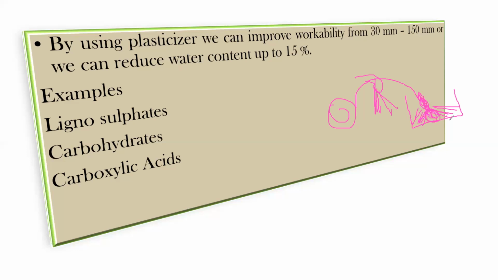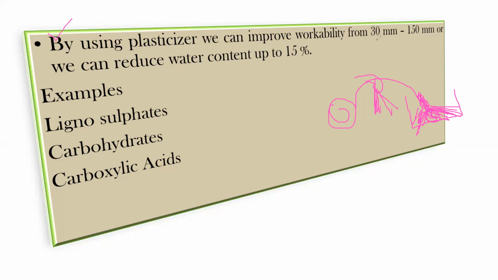So then you have to, with the help of a vibrator, or you have to deploy a person and you have to bring it, I mean, you have to pull it. So I don't want that to happen. So that is why it is written here, by using plasticizer we can improve the workability from 30 mm to 150 mm, or we can reduce the water content up to 30%.